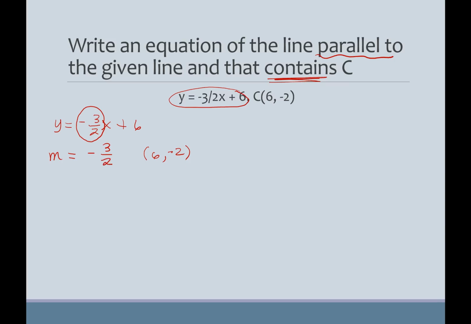Again, I have a point and a slope. So I'm going to start with point slope form.